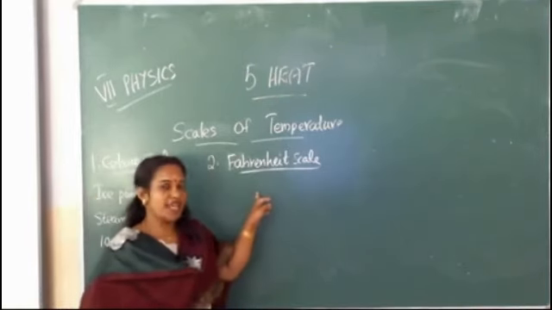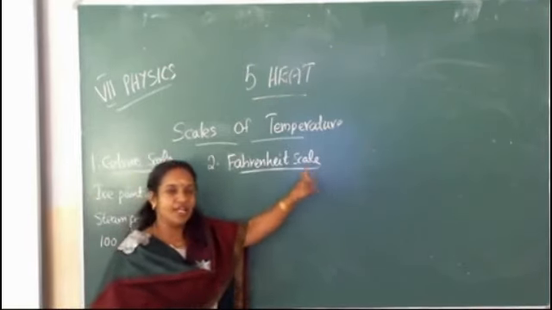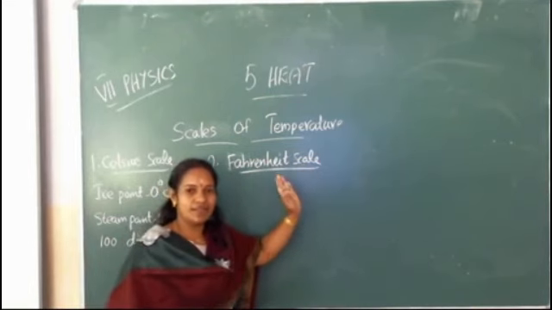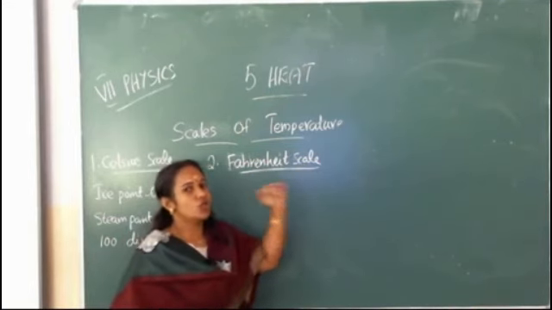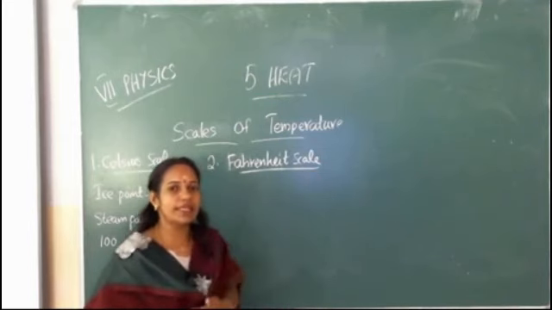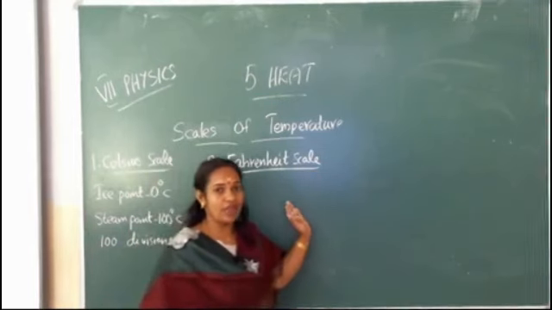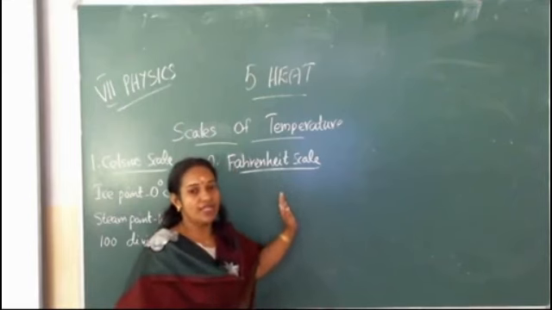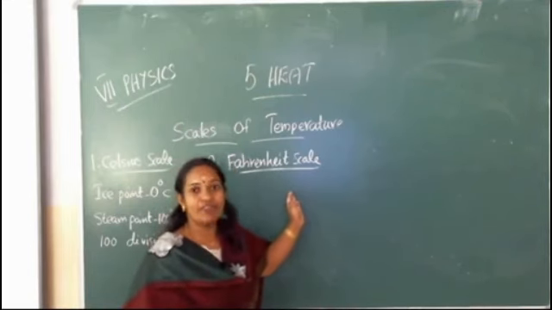Second type of scale is Fahrenheit scale. This is also invented by the scientist Fahrenheit. Because of that, the name Fahrenheit scale. Then what about the steam point and ice point in Fahrenheit scale? Ice point is 32 degree Fahrenheit.